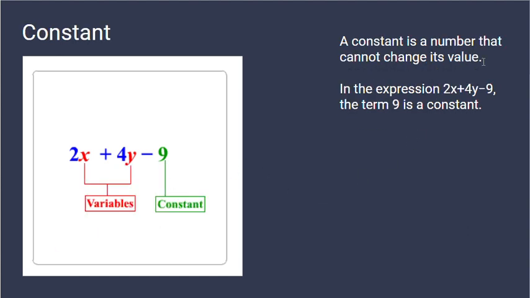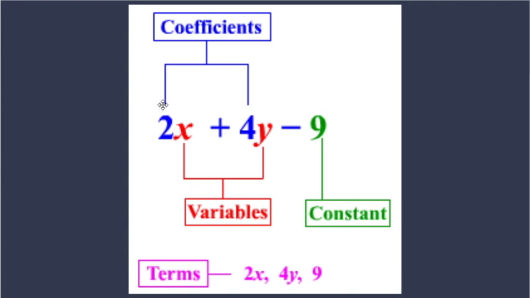A constant is a value that does not change. And so those are just our regular numbers. They don't have any variables with them. So like 9 is the constant here. Coefficients we talked about before, those are the things that we multiply the variables by. Constants are numbers that do not change, so they're any actual number. Terms are the chunks of what we've got, so 2x, the 4y, and the 9.